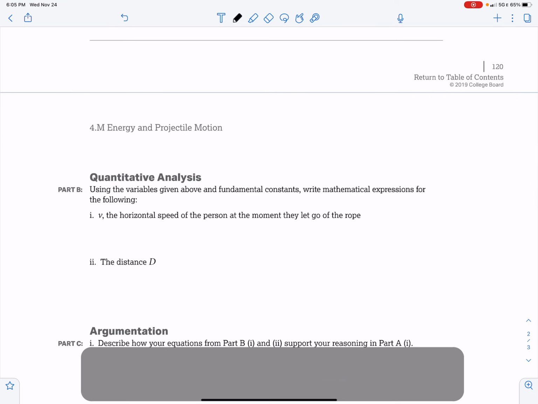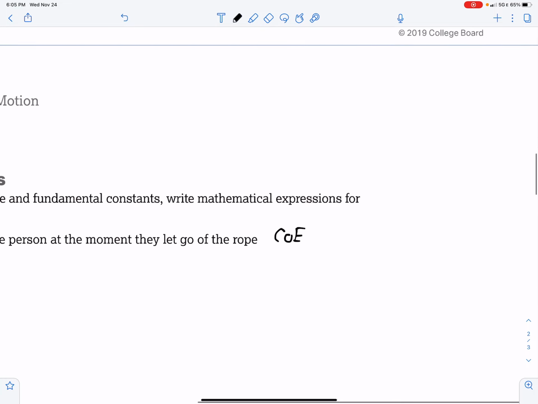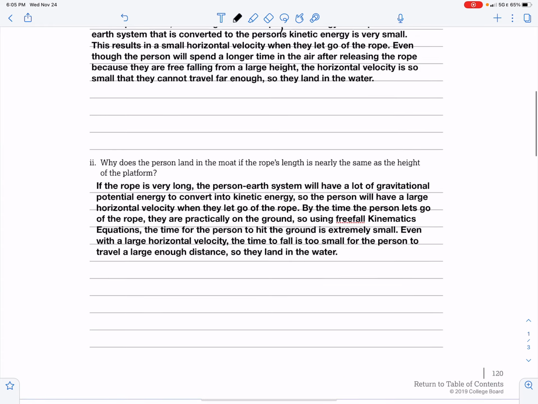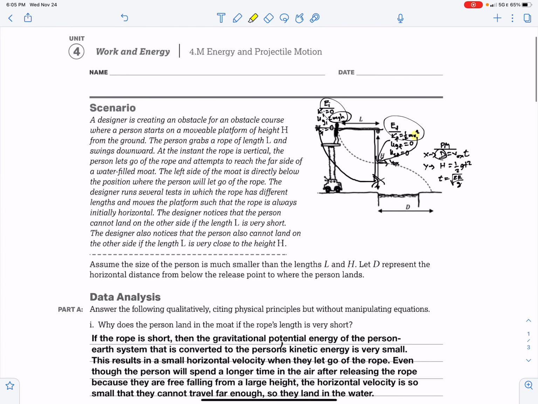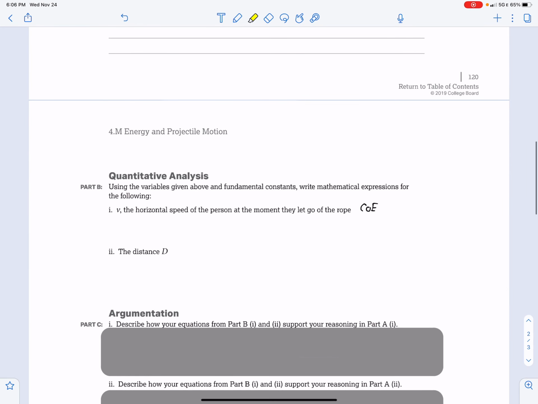Using the following variables given above and fundamental constants, write mathematical equations for the following. V, the horizontal speed when they let go of the rope. Well, for this one, we're going to be using conservation of energy. And again, let's map out what our equation looks like. You're starting with potential energy, and it's converting into kinetic energy. So that's where we're going to begin.